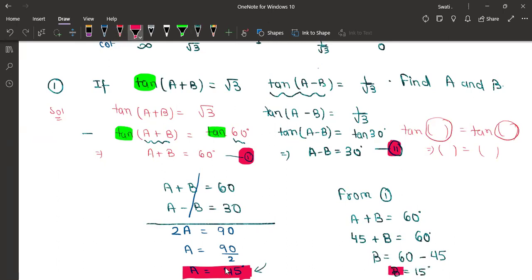We are done. Tell me, Manya, did you understand this question properly? If you get such kind of questions, will you be able to solve them? Yes.